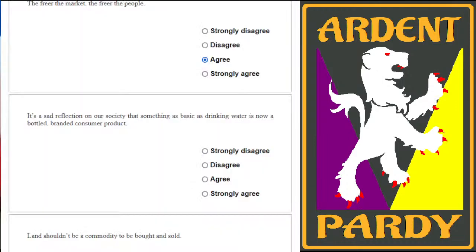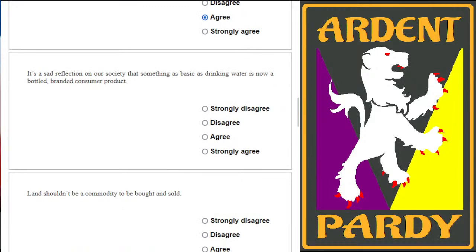Anyway, back we go. It's a sad reflection on our society that something as basic as drinking water is now a bottled, branded consumer product. I strongly disagree. And the reason I strongly disagree is because if you live in a place where there is a surplus of any resource that you can afford to collect and monetize, I think you should have the right to do that.